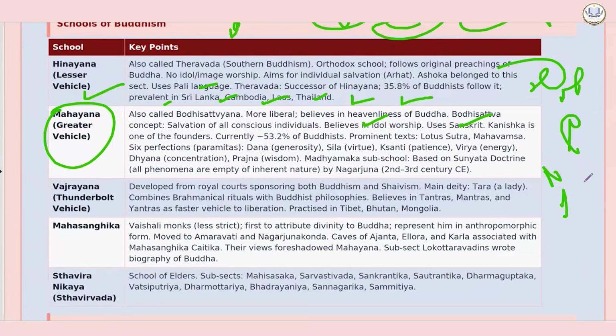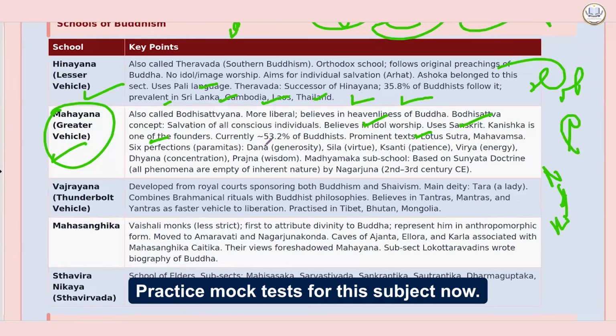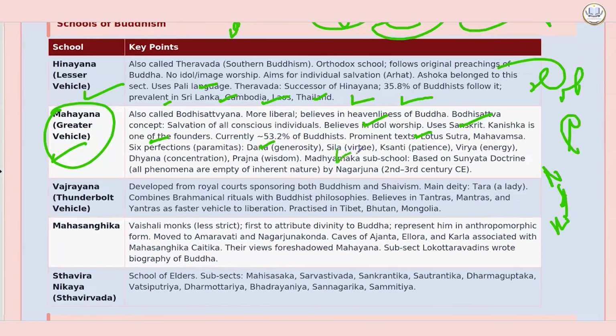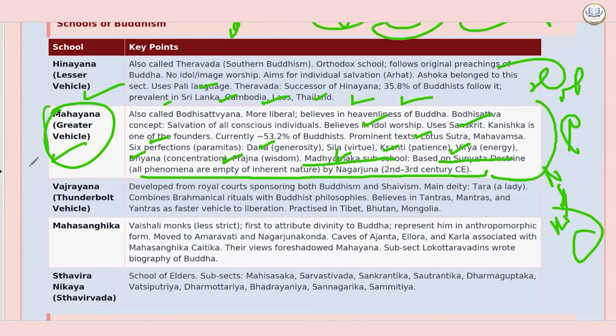Then almost 50% of the Buddhist population belongs to Mahayana, and prominent texts are Lotus Sutra, Mahavamsa. 6 perfections are called paramitas, which are Dana, generosity; Sila, virtue; Shanti, patience; Virya, energy; Dhyana, concentration; and Prajna, wisdom. Madhyamaka is a sub-school based on the Sunyata doctrine, that all phenomena are empty of inherent nature, by Nagarjuna. He is one of the greatest saints.